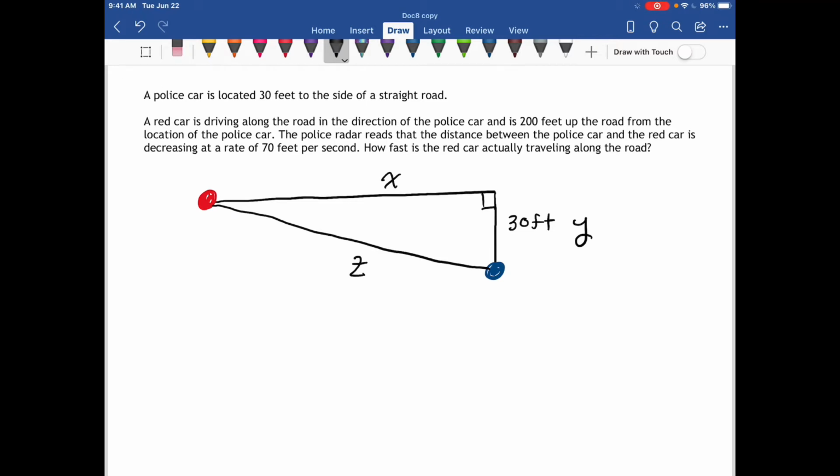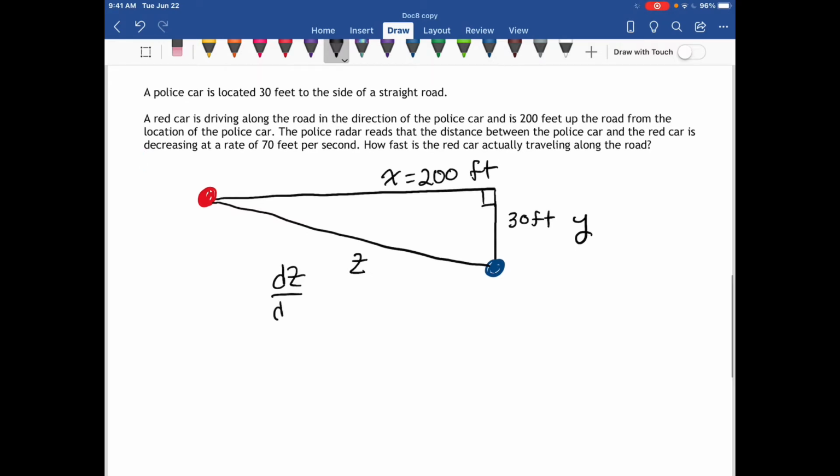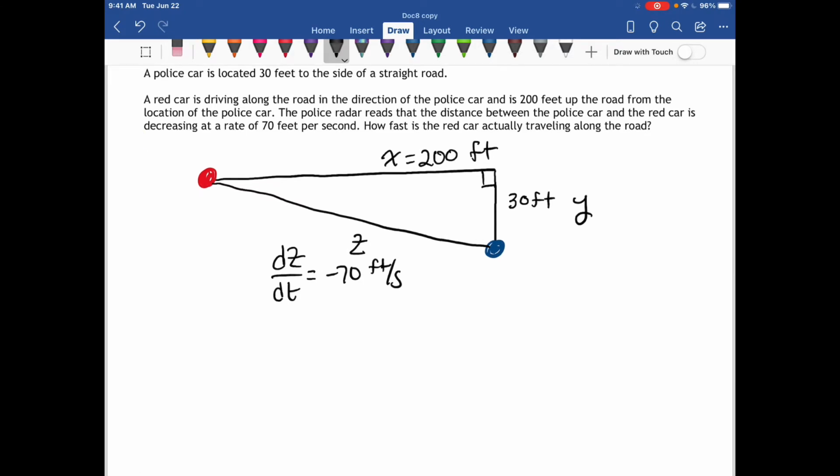The problem states when the police officer reads the radar, the car is 200 feet up the road. The problem also says that the police radar reads the distance between the police car and the red car, which is the Z, is decreasing at a rate of 70 feet per second. So the change of Z, that distance with respect to time, is negative 70 feet per second.